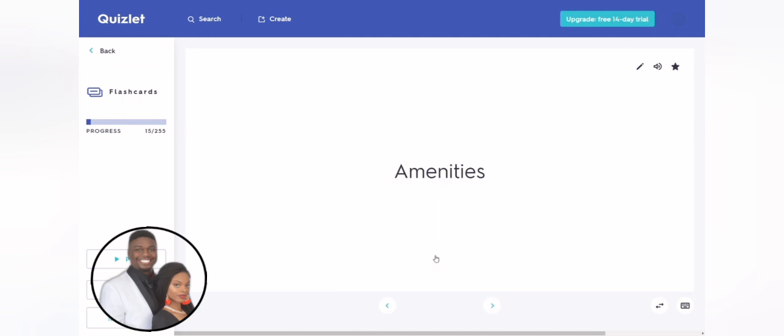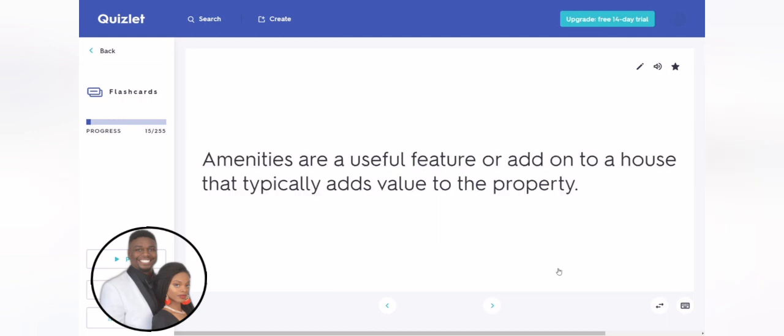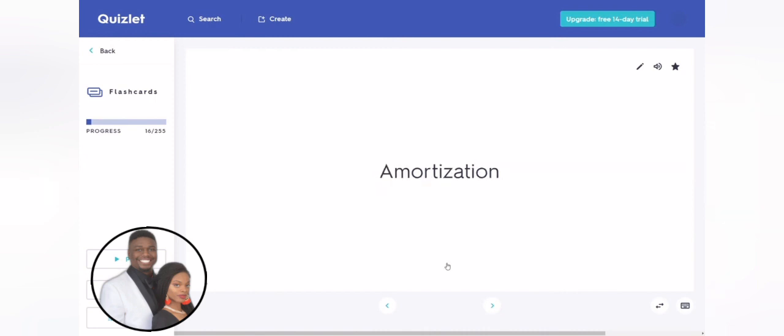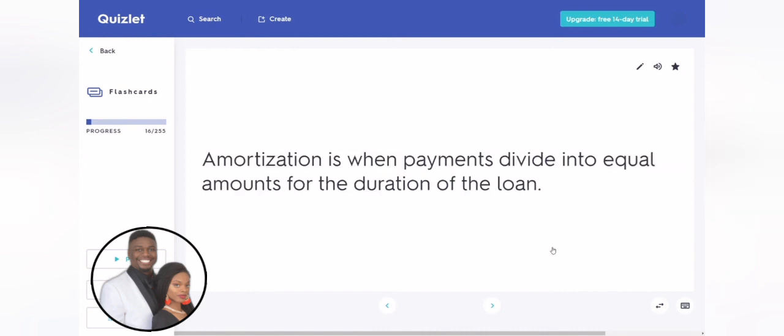Amenities. Amenities are a useful feature or add-on to a house that typically adds value to the property. Amortization. Amortization is when payments divide into equal amounts for the duration of the loan.